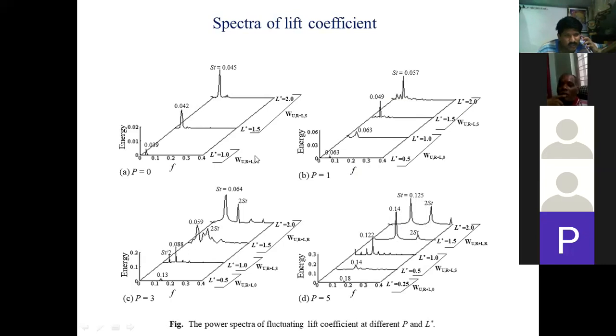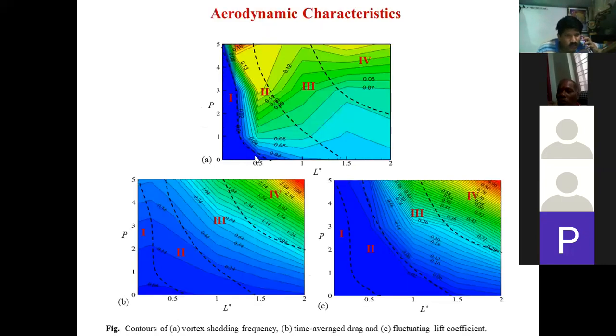Now, this is the effect on the aerodynamic characteristics. Here, this figure is for the Stall number, that is, you can correlate with the previous slide from the spectra of the lift coefficient. You can see in the first region, when the flow is steady, this is 0 here, and the maximum Stall number or the frequency is observed for this combination of this P and L star. Here the frequency is larger, and as you can see here, as we increase the nonlinearity, the frequency is increasing.